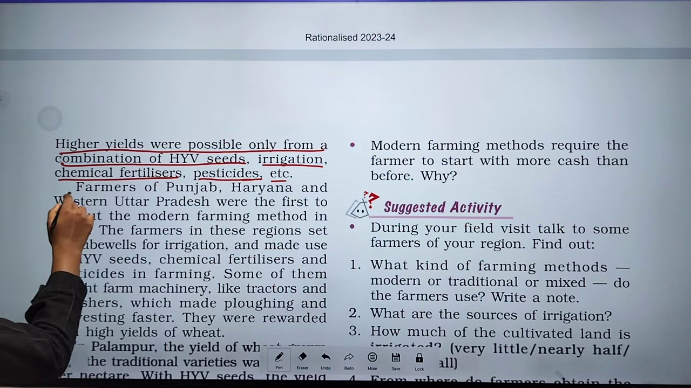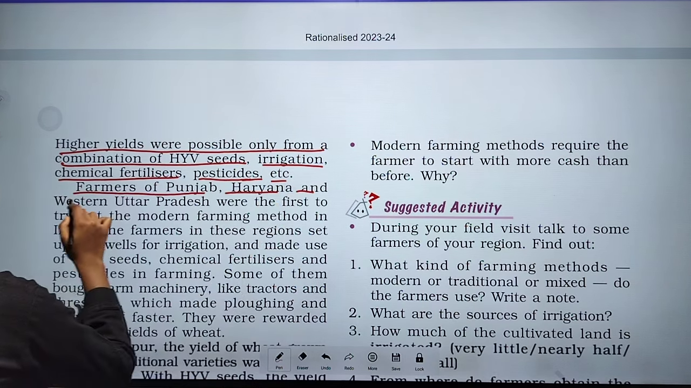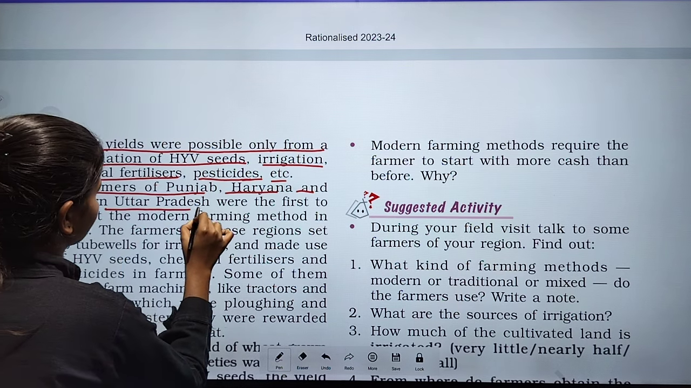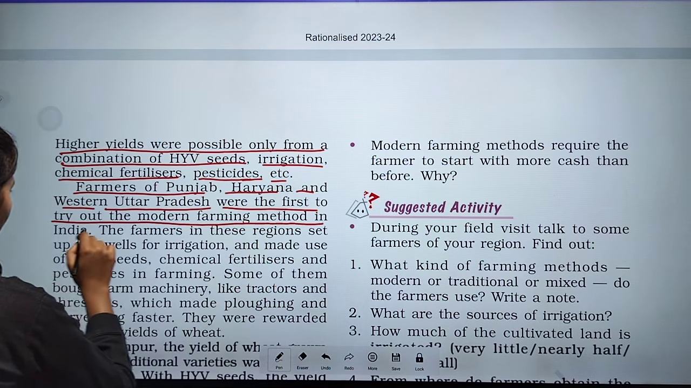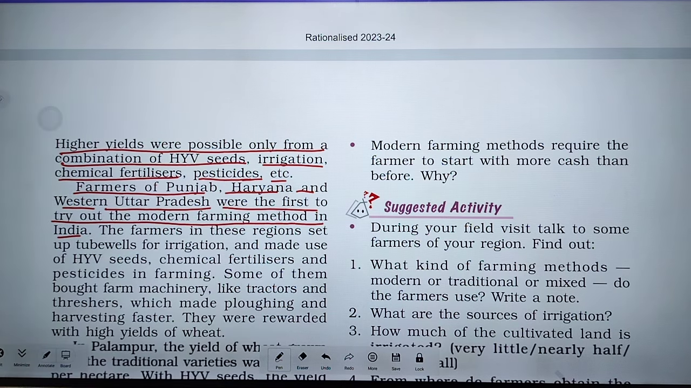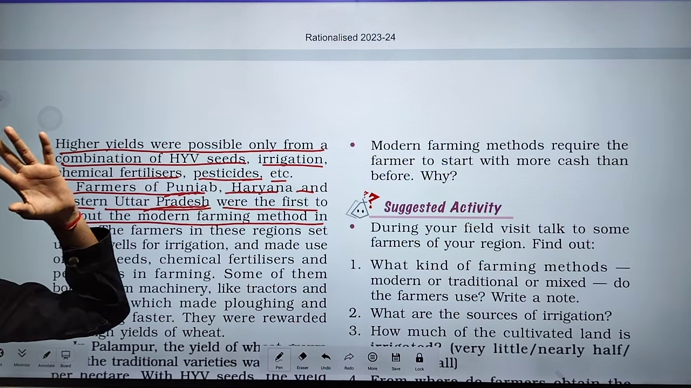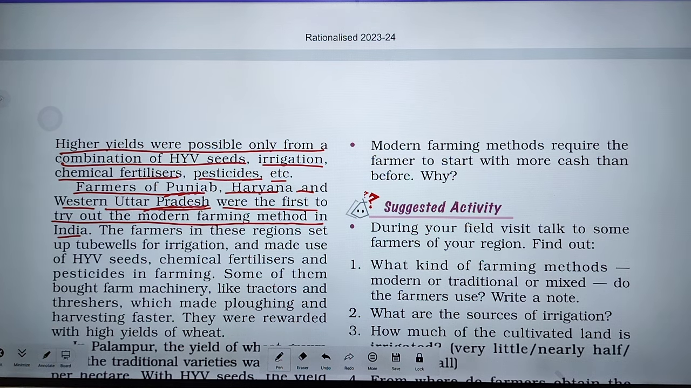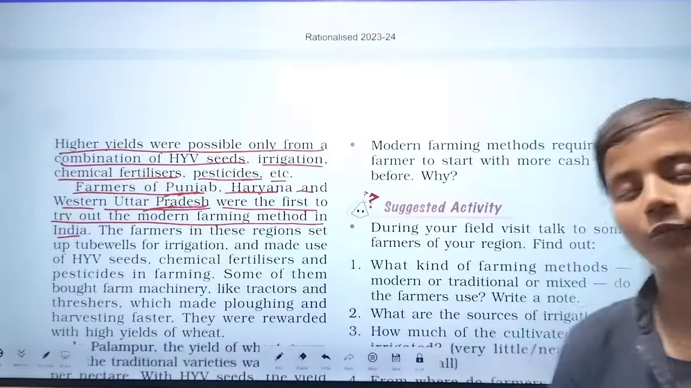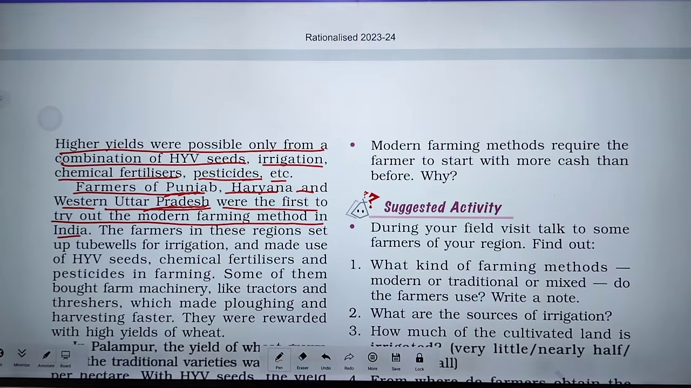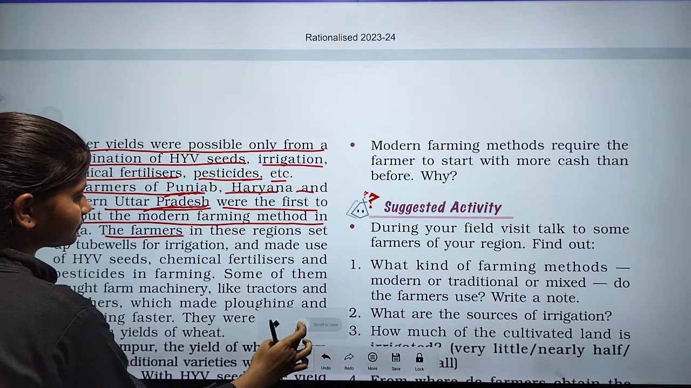Farmers of Punjab, Haryana and Western Uttar Pradesh were the first to try out the modern farming method in India. Farmers of Punjab, Haryana and Western Uttar Pradesh were the first to try the modern farming in India.